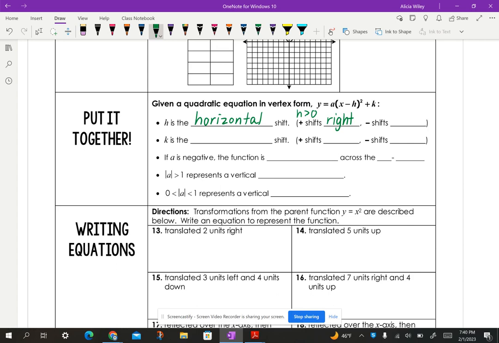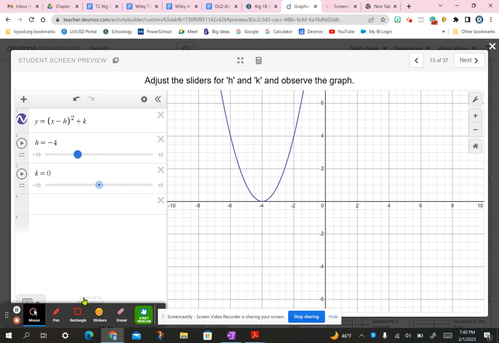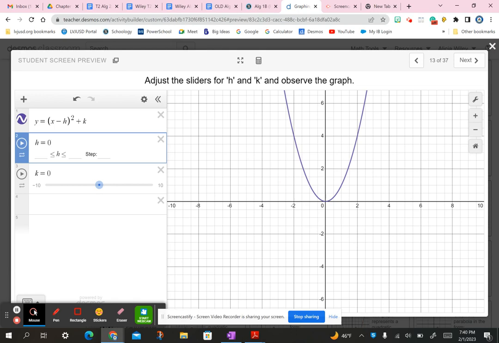And if our h value is negative, meaning h is less than 0, it's going to shift it to the left. Not only will it shift it left and right, but it'll shift it that number of units. So if h is 2, it'll go to the right 2. If h is -1, it will go to the left 1. Going back to our Desmos activity here, I'm going to go ahead and put that back at 0. Okay, and let's look at what happens when I move the k value.